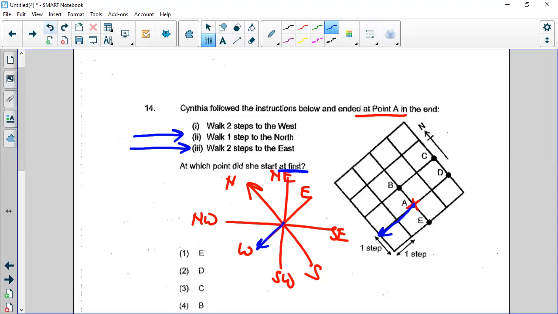Walk 1 step to the north. So north becomes south. Where's your south? South is here. So 1 step to the south. And then walk 2 steps to the west. So the west now becomes east. Where's your east? East is here already. So walk 2 steps to the east. So where was she at first? Point E. She's at point E.